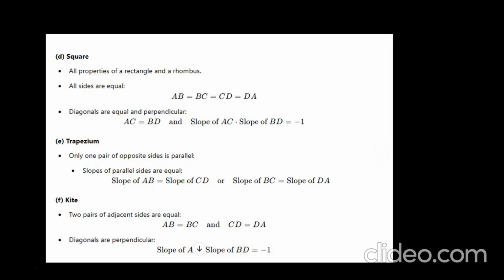Next, if you go for a kite, two adjacent sides are equal. That is, AB is equal to BC, CD is equal to DA. Adjacent sides are equal. In a kite, diagonals are also perpendicular. Got it? Diagonals perpendicular.